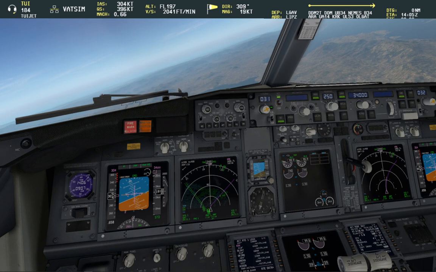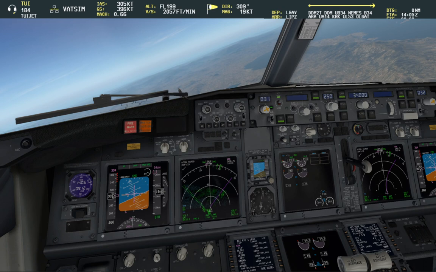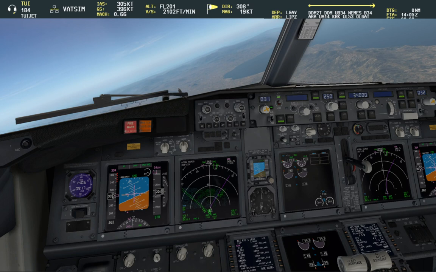Athens Center, Speedbird 641, request. Go ahead with your request. Approximately 5 minutes for Speedbird 641, level flight level 340. Approved. Speedbird 641, thank you.